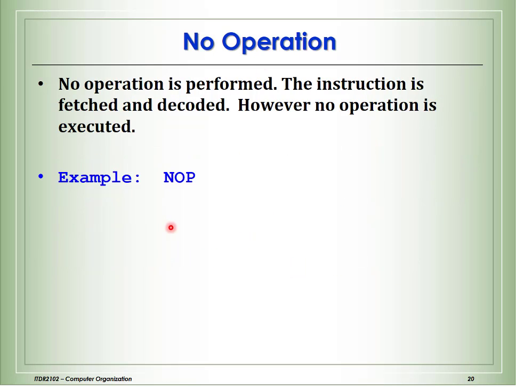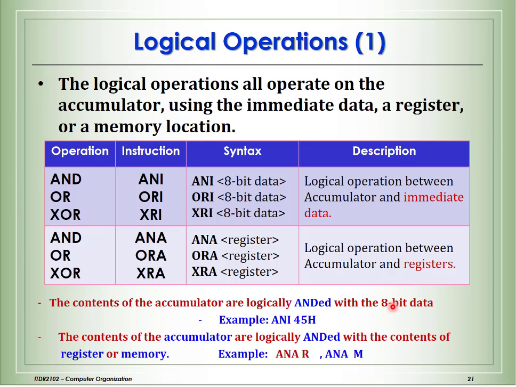Now these are the instructions of machine code. So NOP means no operation is performed. The instruction is fetched and decoded. However, no operation is performed. Now logical operations. All logical operations operate on the accumulator using immediate data, a register, or a memory location.